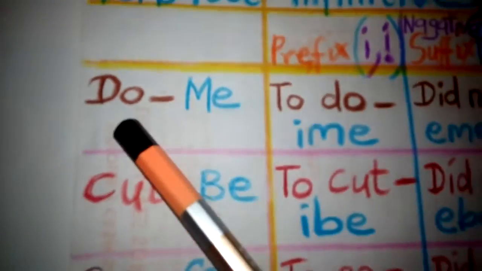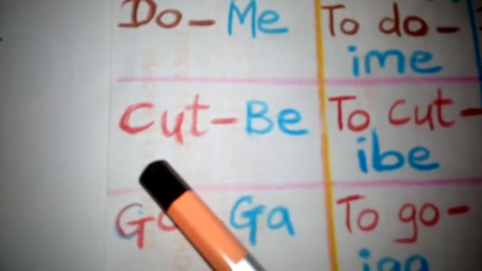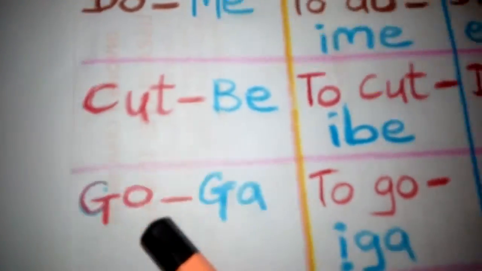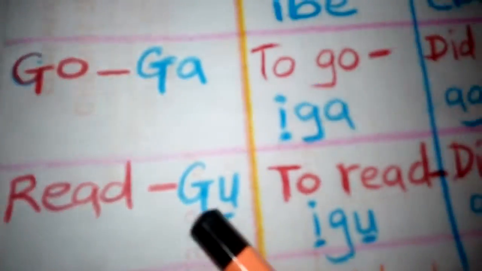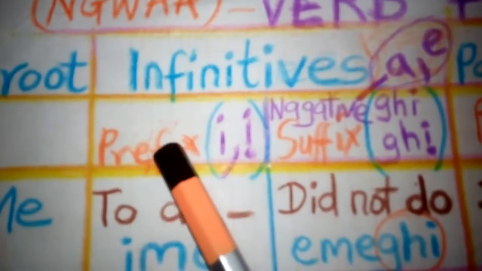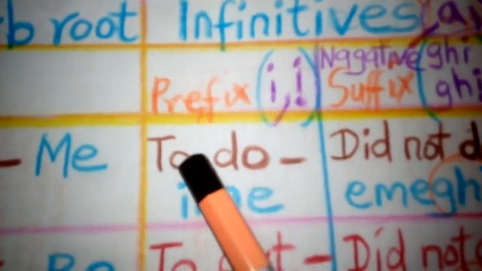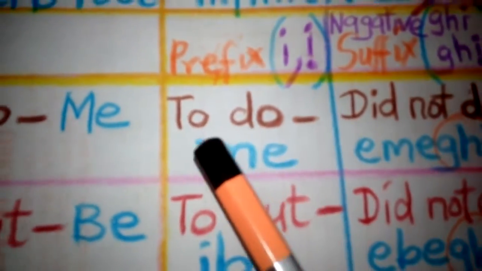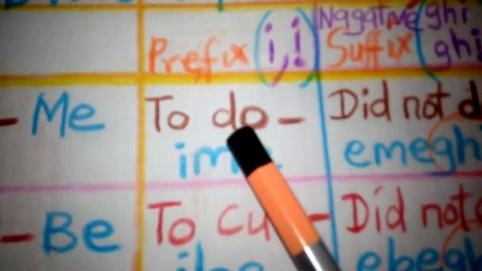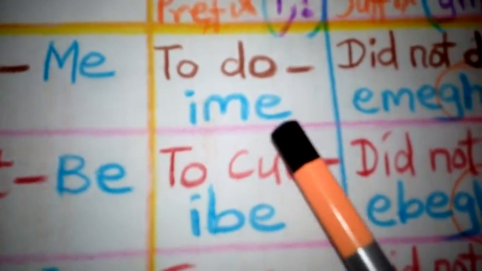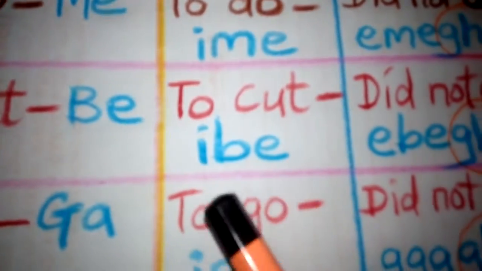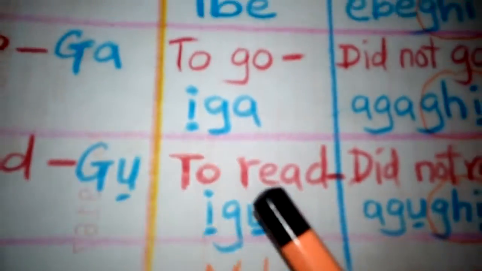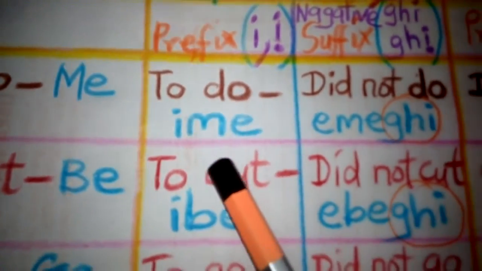Do, cut, go, read. The infinitive form has the prefix i or e. To do, infinitive form, it goes with to in English, remember? To do, ime, to cut, ibe, to go, ega, to read, ego. All these are infinitive forms of verbs.